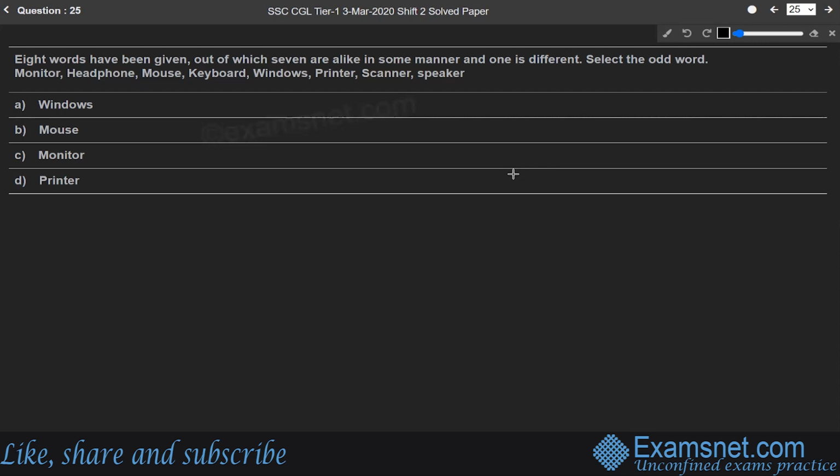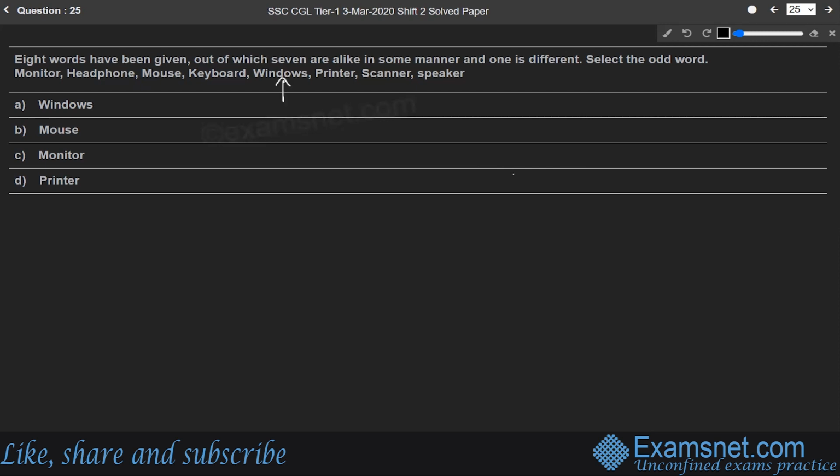Next is scanner. Scanner is a device that is connected to a computer, and the main function of scanner is to scan or take a picture of the document just to understand the information better. Then next is speaker. We know that a computer speaker is an output device that is connecting a computer to generate sound. So from all these given words, the odd one is Windows.